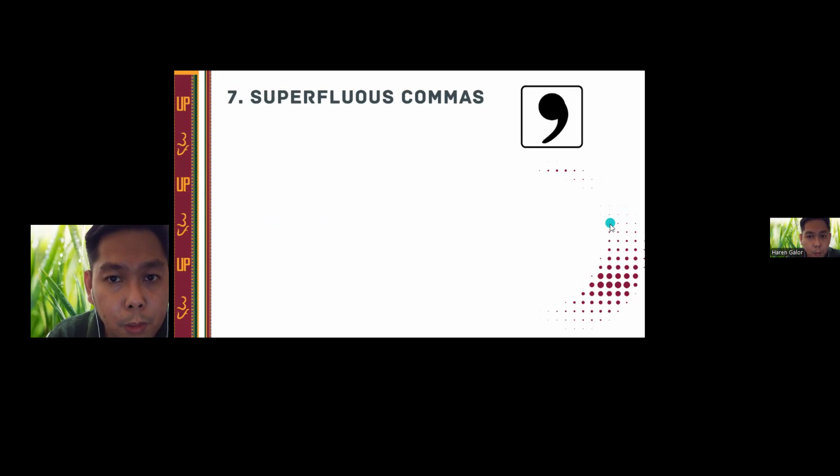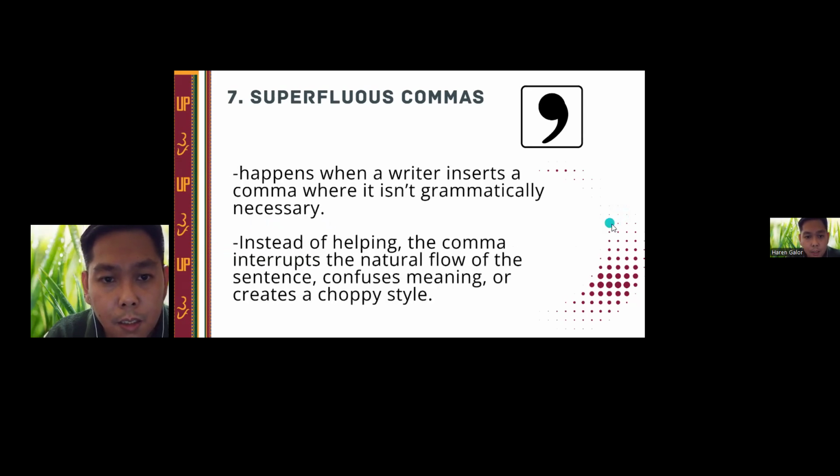Moving on, we have superfluous commas. The other term for this is comma abuse. It happens when a writer inserts a comma where it isn't grammatically necessary. So what happens when a writer inserts a comma when it is not necessary? Instead of helping, the comma interrupts the natural flow of the sentence and also confuses the meaning or creates a choppy style of writing.